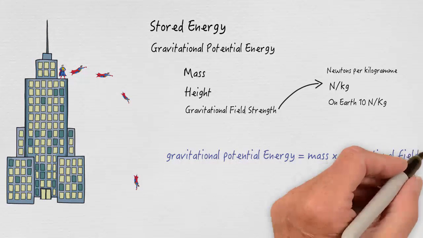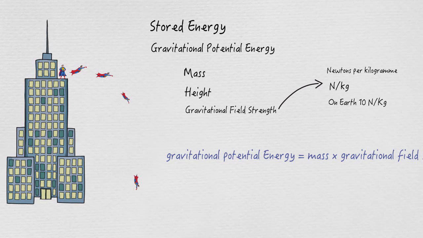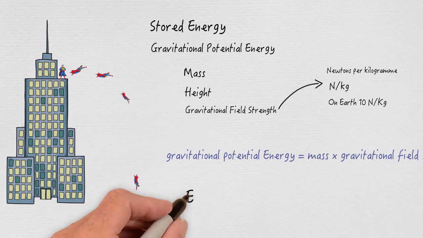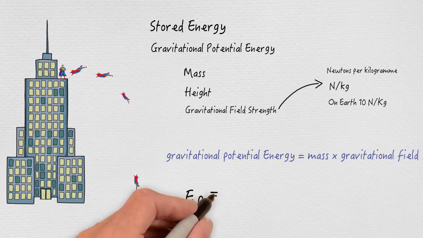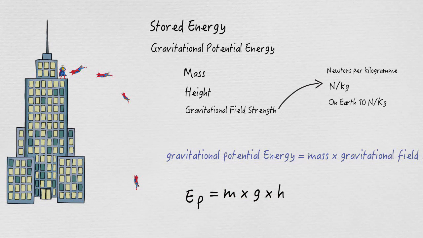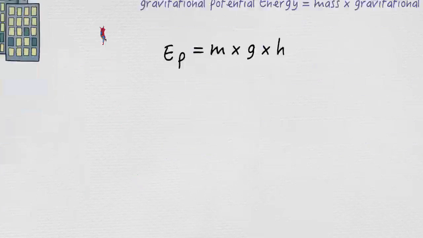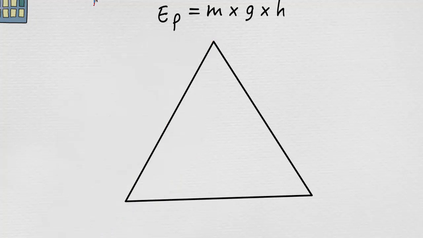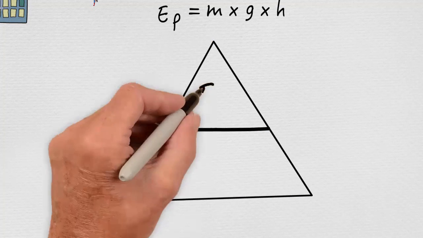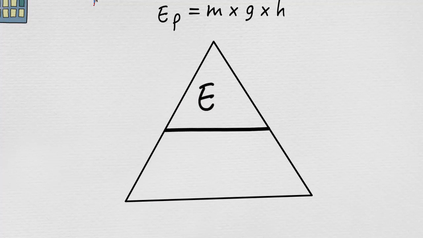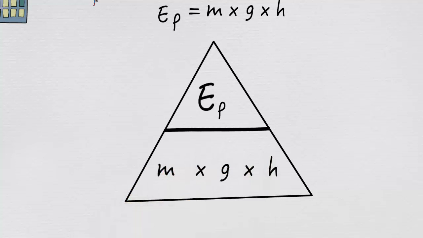So you can put that in a formula. Gravitational potential energy is mass times gravitational field strength times height. The formula should say there. So it's Ep equals mgh. Ep equals m times g times h. Again, in a triangle, it would look like this, with Ep at the top showing it's gravitational potential energy, not elastic potential energy, not kinetic energy, and it's mass times gravity times height.